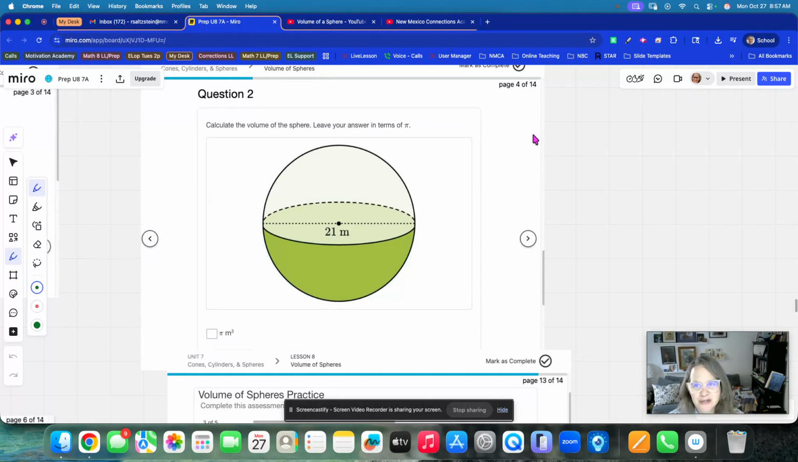All right, so let's use this formula, 4/3 pi r cubed, for the volume. And anytime we have more than one thing going on, here we have multiplication and we have an exponent, we're going to be thinking about the order of operations.